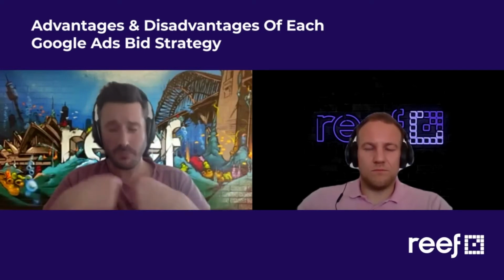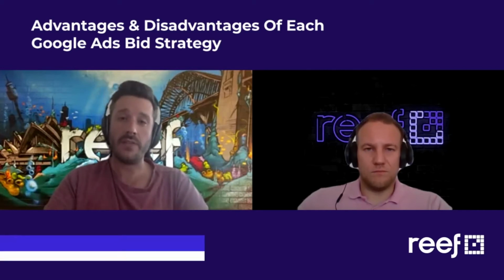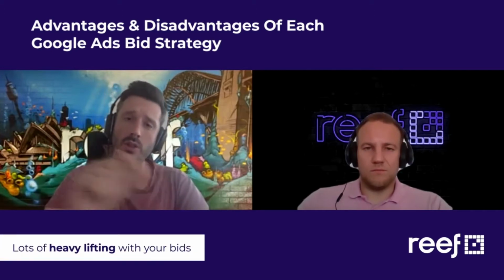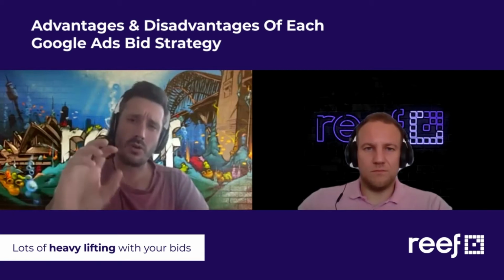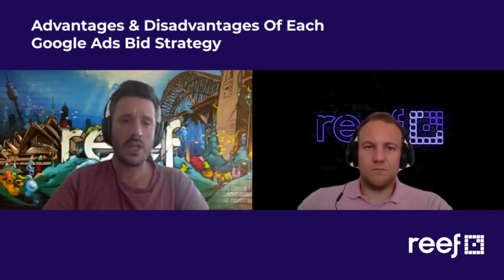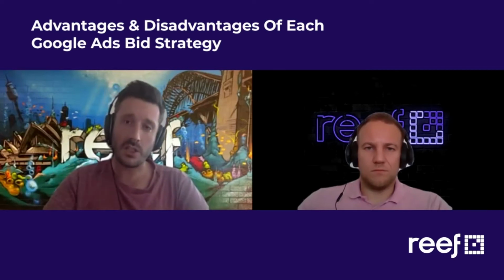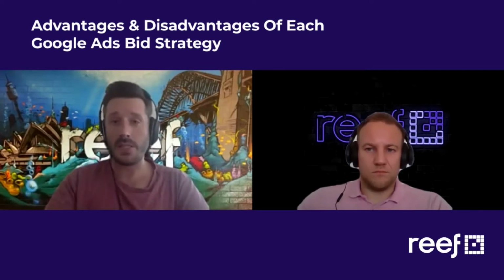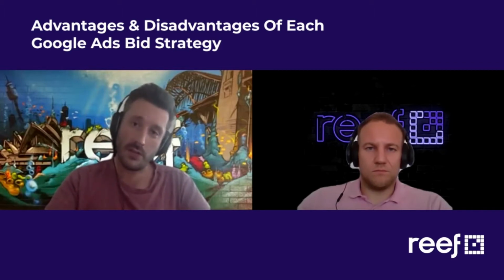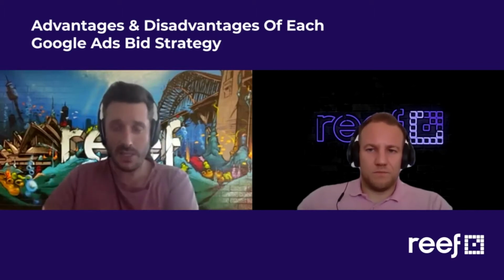The downside to those is you're still doing a lot of heavy lifting in terms of your bids. You're still determining, do I want to spend $12 or do I want to bring that down to $6? You're still investing a lot of time into adjusting your CPC bids on individual keywords, which is the advantage of a lot of the other bidding strategies. So that's Enhanced CPC. Cool.